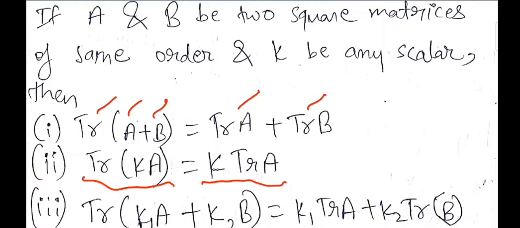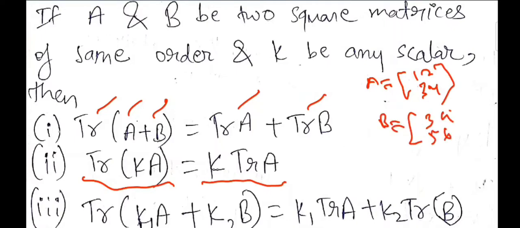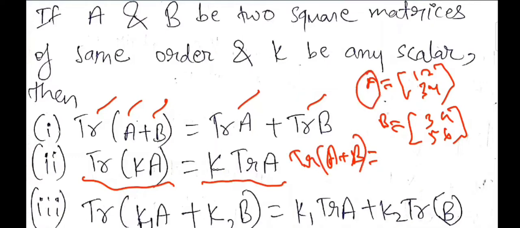So let us understand the meaning of these first two properties. The meaning is very simple. Suppose I have A equal to 1 2 3 4, and B equal to, suppose, 3 4 5 6. Then what will happen? Suppose I find A plus B and find its trace. So what will that be? I will add A and B and find out the trace.